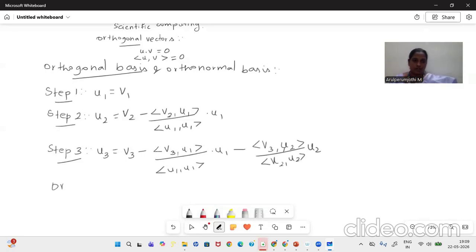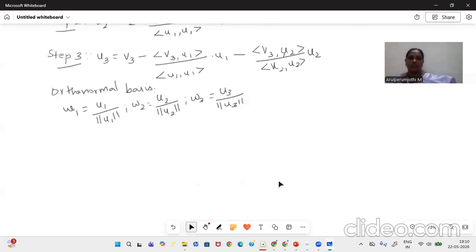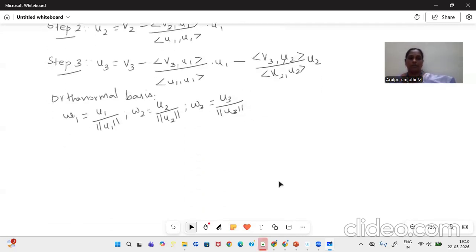And to find the orthonormal basis, we consider W1, which is nothing but U1 divided by norm U1, and then W2 is equal to U2 divided by norm U2. Similarly, W3 is equal to U3 divided by norm U3. So these are the formulas to find the orthogonal basis and orthonormal basis.